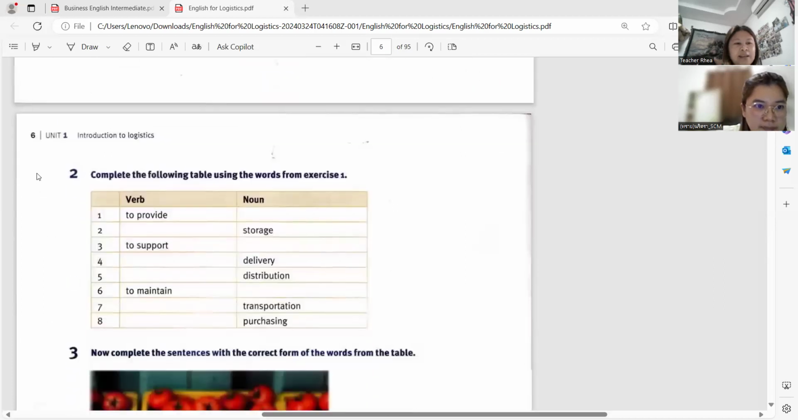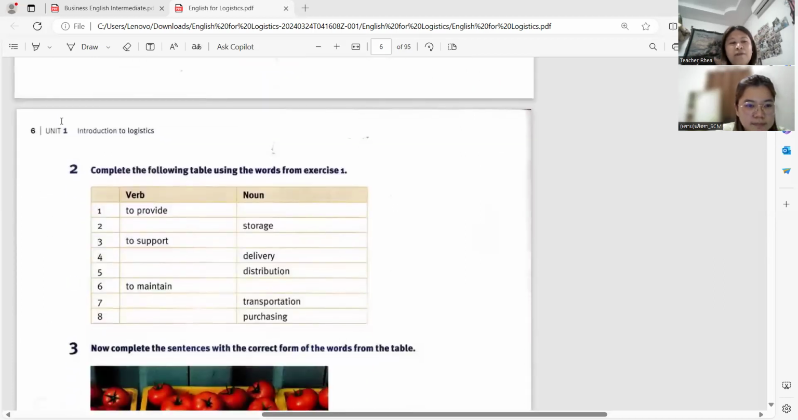So that is about logistics. So we have here, we talk about verb and noun, right? The word could have a verb, and the word could also have a noun. So provide is the verb. What is its noun?